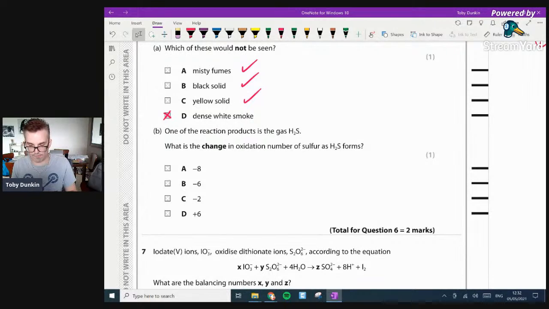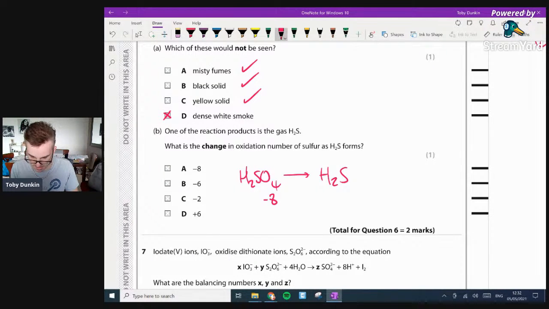The change in oxidation state from sulfur in H2SO4 to H2S. We start off with the oxidation state: oxygen is -8 in total, hydrogen is +2, so sulfur's +6. In H2S, hydrogen is +1, or +2 because there's 2 of them, so sulfur is -2. So we've gone from +6 to -2. We've gone down by 8. Seems reasonable.